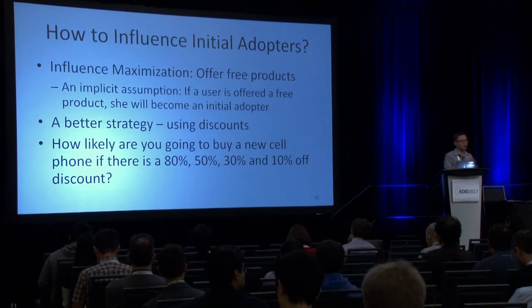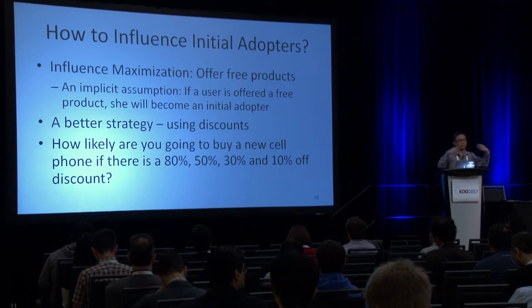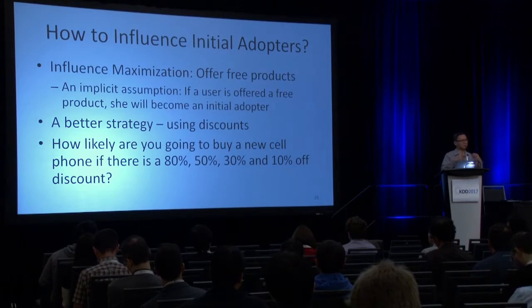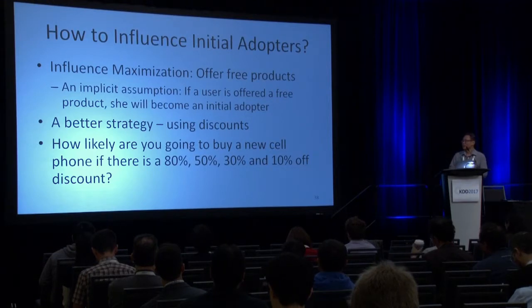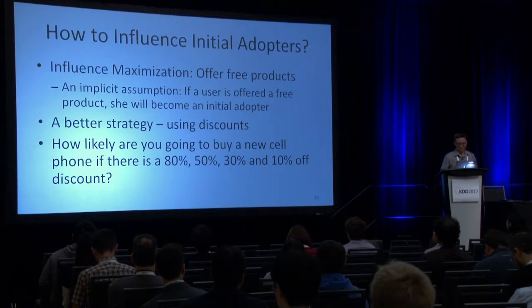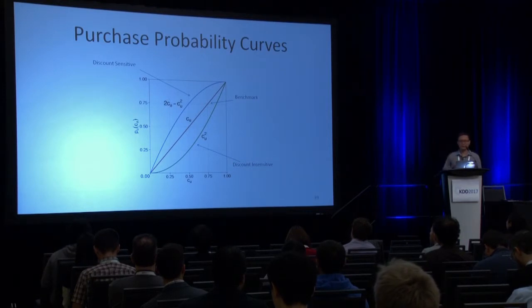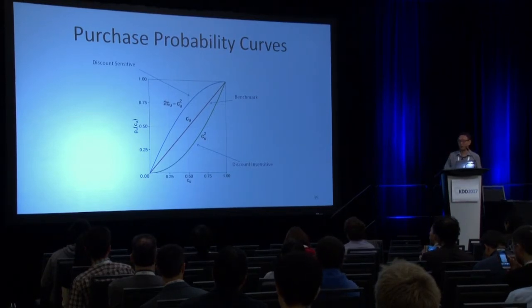The second thing is that we can use discounts to compensate for the user's influence, the user's status in the social network. For users who are more influential, we can give them a deeper discount. For users who are not that influential, we give them less discount. So the problem now becomes what discount we should offer to the users. Well, this is nothing new in marketing theory. Indeed, if you look at marketing theory, they established these so-called purchase probability curves a long time ago.